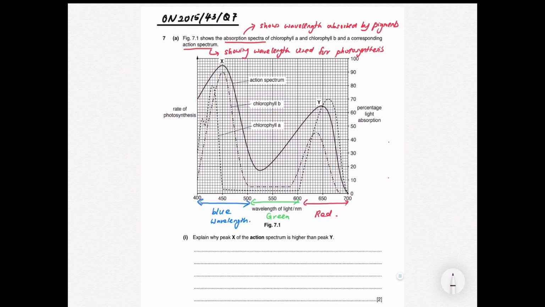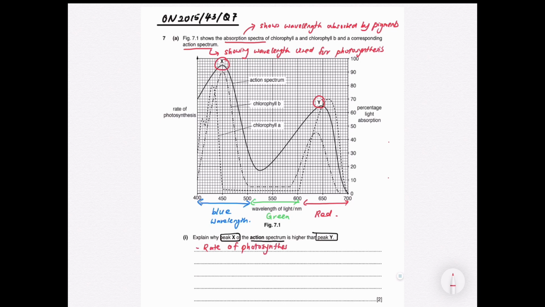So for this question, what does the question actually want? The question is asking why peak X for the action spectrum, so pay attention, it is referring to the action spectrum, is higher than peak Y. So they're actually asking why X is higher than Y. In other words, X and Y represent the rate of photosynthesis, so you reinterpret the question as the photosynthesis rate.